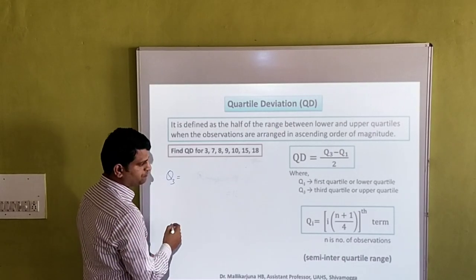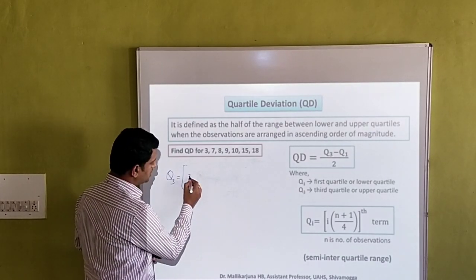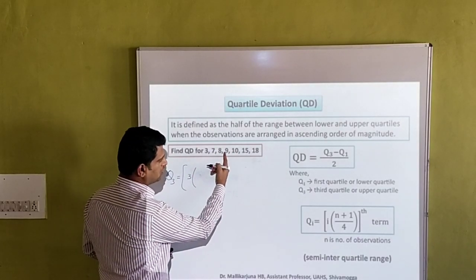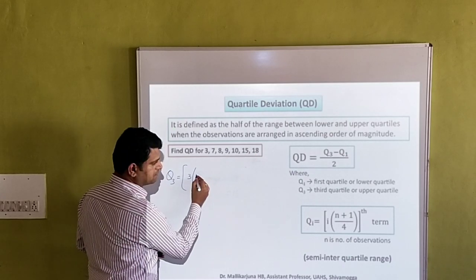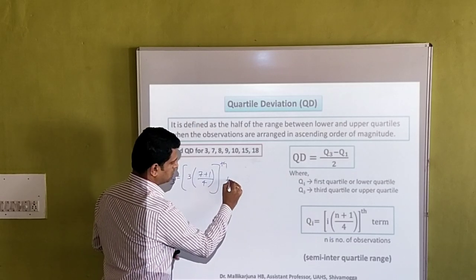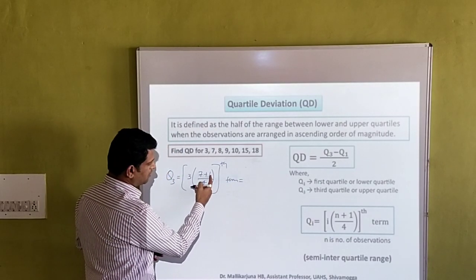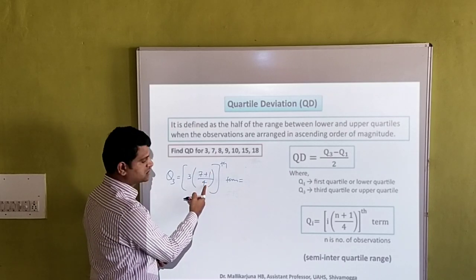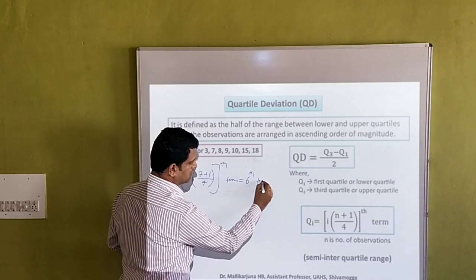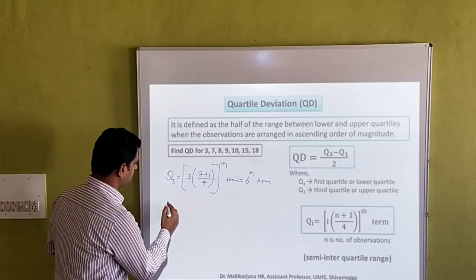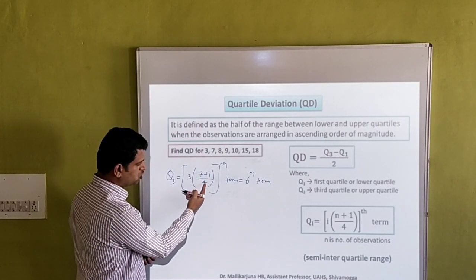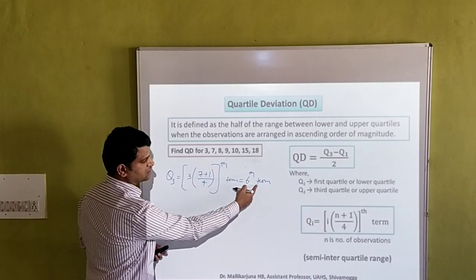Q3 is equal to 3 times (n plus 1) by 4. In the formula, instead of i I have substituted 3, and n is the number of observations: 1, 2, 3, 4, 5, 6, 7, so 7 observations. 7 plus 1 is 8, 8 by 4 is 2, 2 into 3 is 6, so the 6th term.